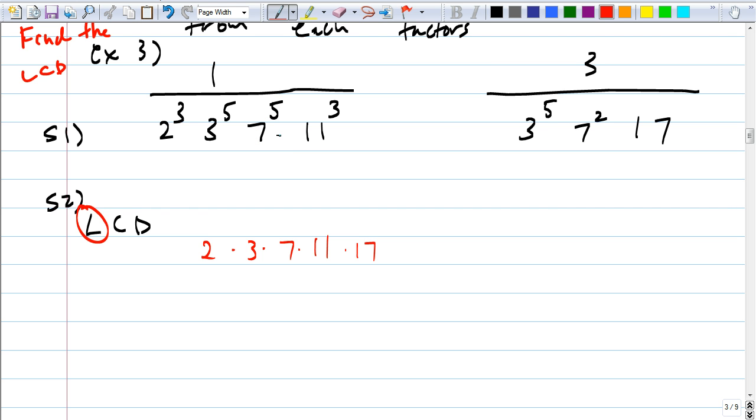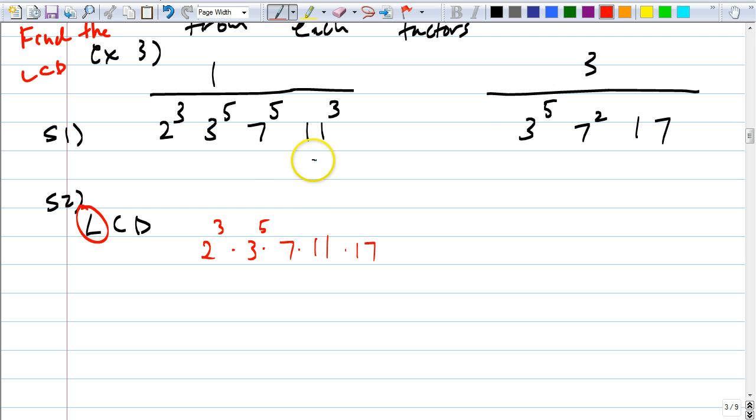Then I'm going to choose the highest exponents. So look, 2 to the third. Well, I only have one 2 with the factor of 2, so I'm just going to write that one. You don't have to decide. There's only 2 to the third. What about 3? I have 3 to the 5th here, and this is also 3 to the 5th. There's nothing to worry about. Just write 3 to the 5th. They're the same.